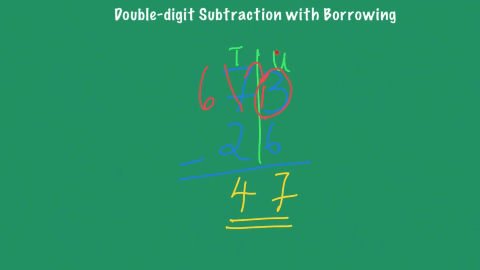There you are. So all you have to remember to do over here is do the units. If it's not possible, you've got to borrow, cancel, and then write how many tens are left, and then you can start addressing the question. So I hope these concepts have been made clear.